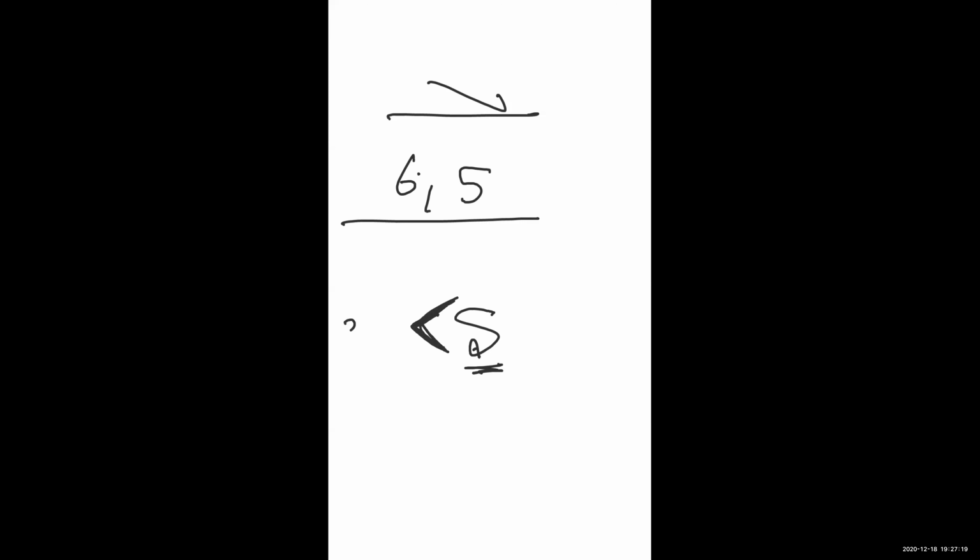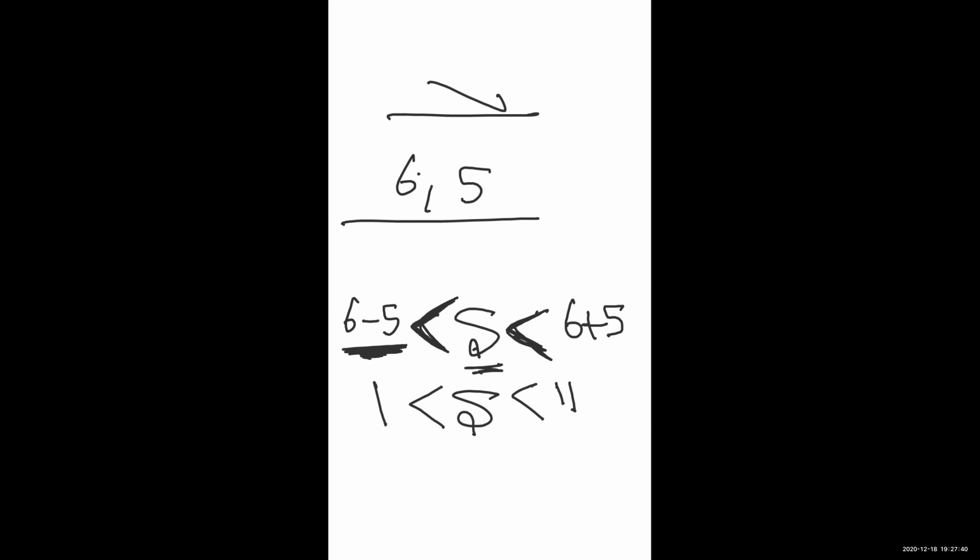So 6 minus 5. It's greater than the difference between the two sides, okay, and less than the sum of the two sides. So this side will be greater than 1 and less than 11. So the side belongs to this interval, 1 and 11, and of course it's open from the two sides because there is no equality here, right?